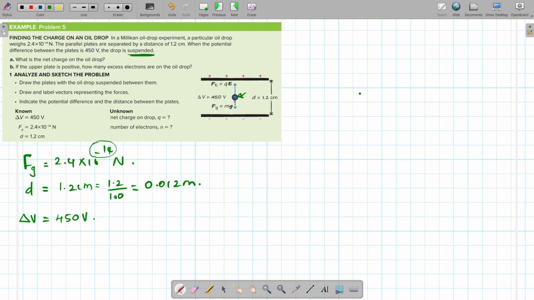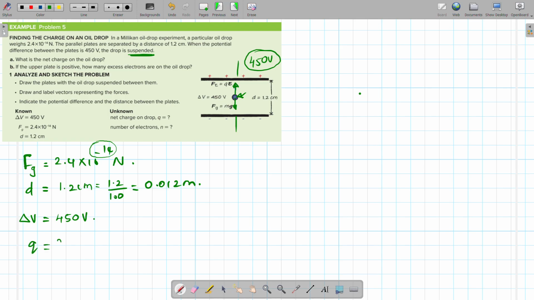It is because the downward force is the weight of the droplet and the upward force is the electrical force, applied by the scientist Millikan. Here he is applying 450 volts and it is acting upwards, and gravity is pulling the droplet downwards. When these two forces are equal, it is suspended. What is the net charge on the oil drop?